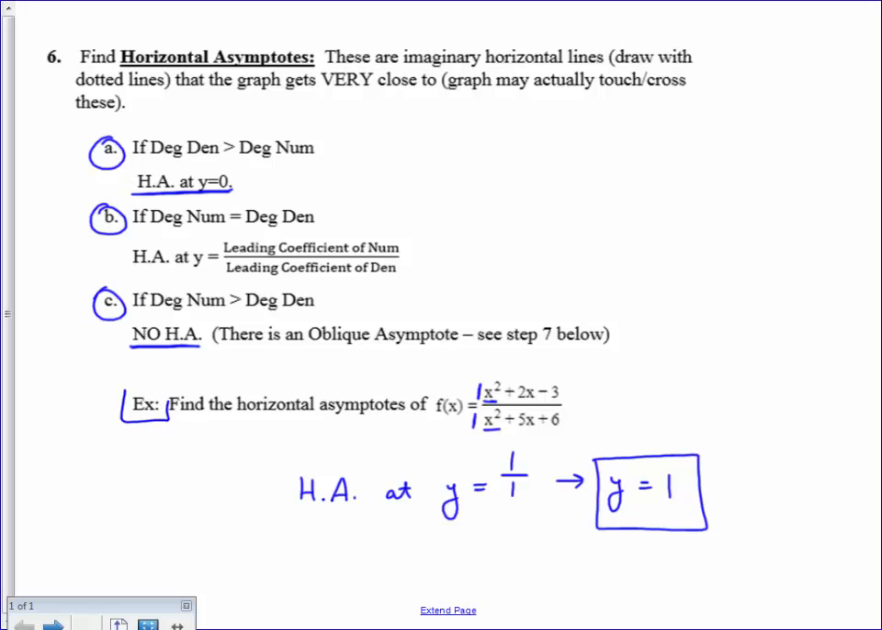But for our example, we noticed that it fit the B situation, and then that yielded our horizontal asymptote of y equals 1. This would be graphed using a dotted line, making sure that we went through y is 1 on the y-axis.